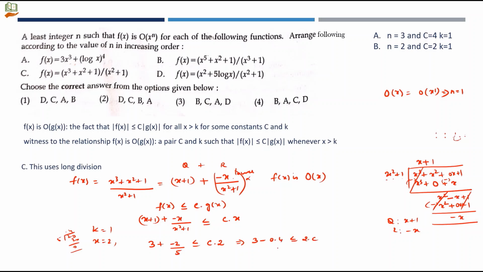3 minus 0.4 is 2.6, which is less than 2 into what value, if I put in c, will be correct? If I say c is equal to 1, this inequality will be wrong. 2.6 will be greater than 2. So if I put c is equal to 2, this will be 4. So 2.6 is less than or equal to 4. So this way I can say the value of c will be 2.